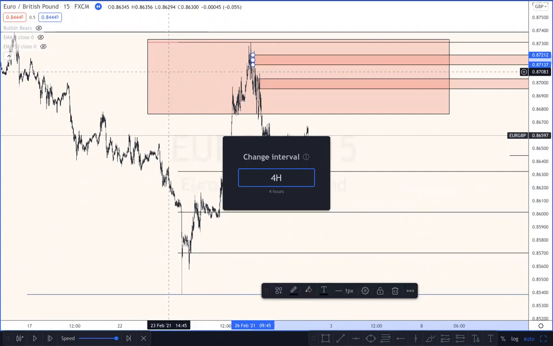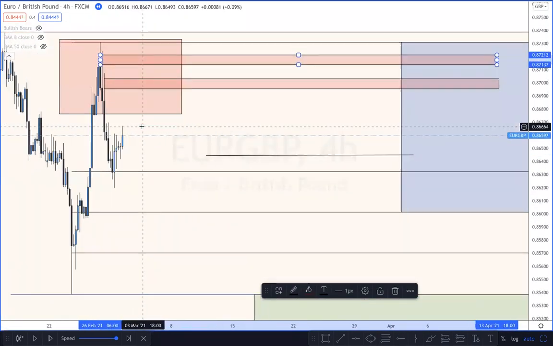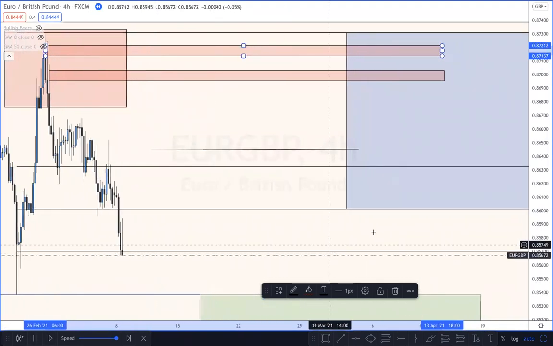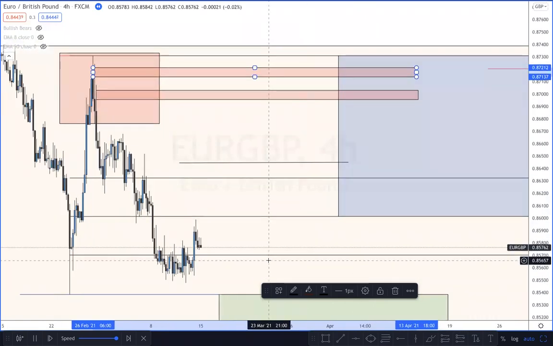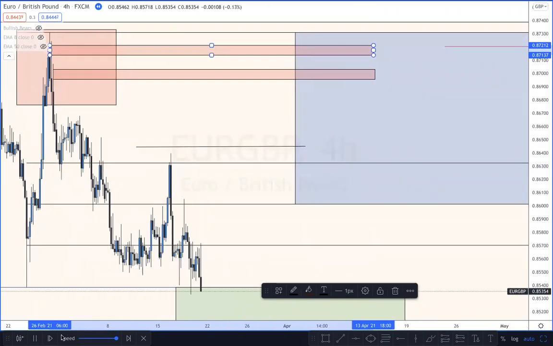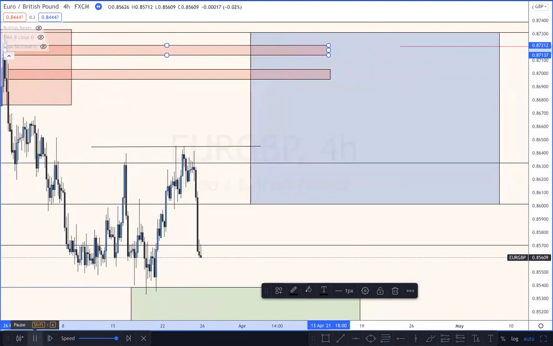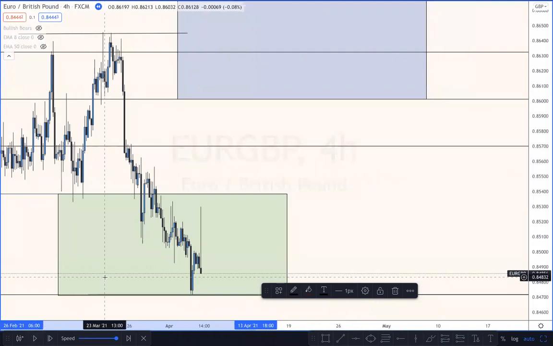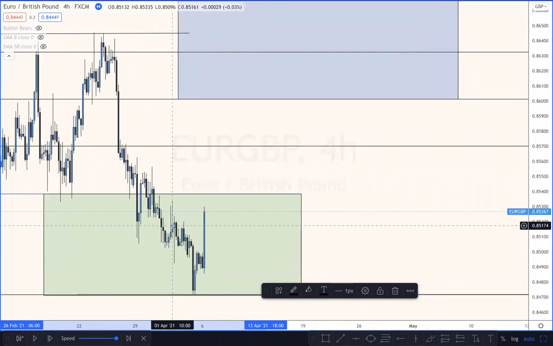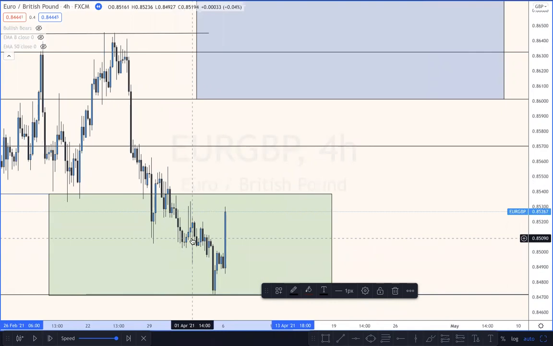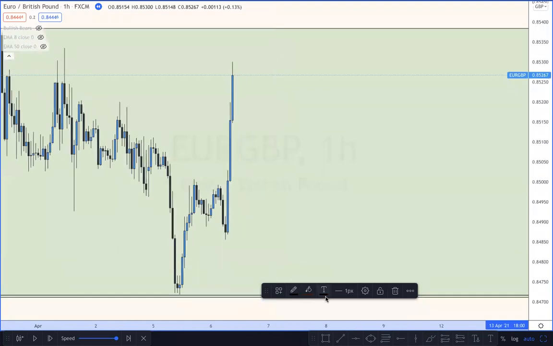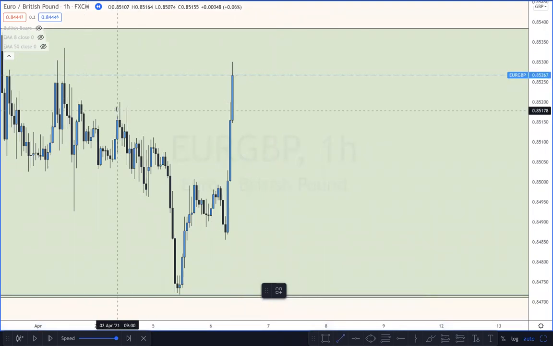Now I'm going to go back on the 4H and play. In the green area where I said we don't sell, we only buy, I am going to zoom in here also and show you what happened in there. What do we have here? Breaker structure.